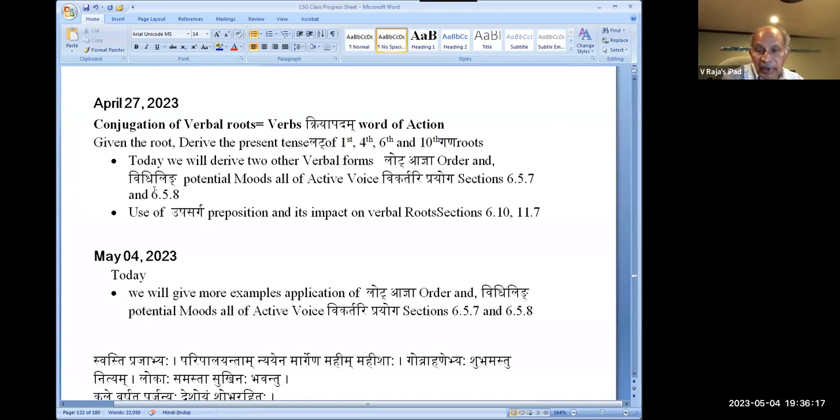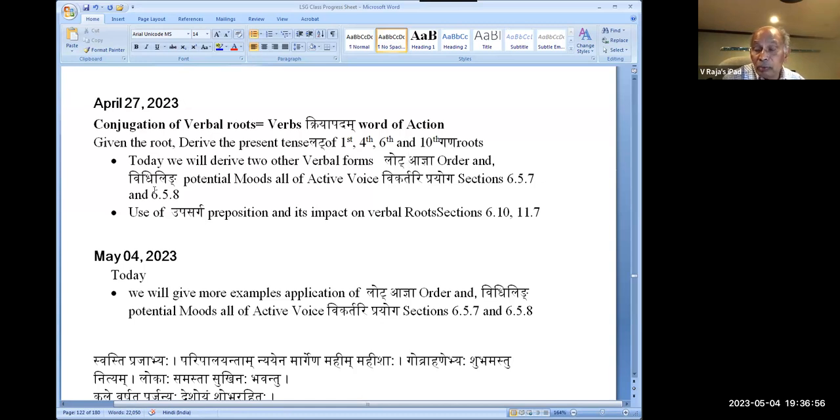For example, you have test in English, and if you add upasarga con, it becomes contest. Or if you take the same con with artist, then the meaning of con artist is totally different than artist. So upasarga is like that. Upasarga really doesn't have much meaning, but when you add it to a root or a noun or a verb, its meaning drastically changes.